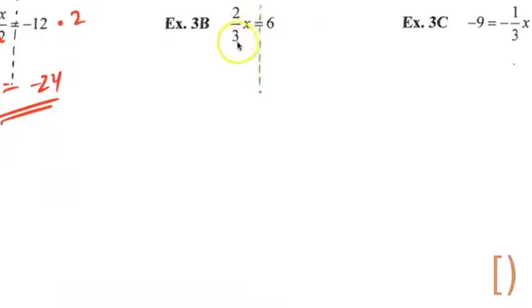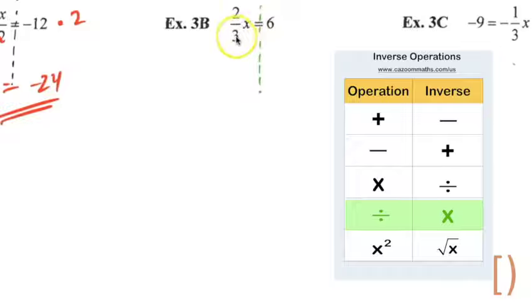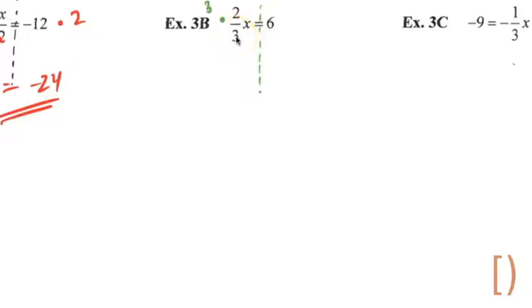First, let's get rid of the 3 in the bottom. Since it's being divided by 3, we're going to do the opposite. We're going to multiply by 3. Multiply this side by 3, multiply this side by 3. Those will cancel out, and you get 2x equals 18.